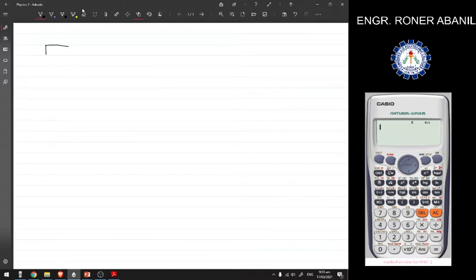So kunwari meron tayong rod dito, no? Tapos yung rod na yon is merong L0 or initial length. Ayan. And cross-sectional area A. So, meron tayo ditong A, yung cross-sectional area niya, no? Is held at constant length while the temperature is reduced. So, magkakaroon tayo ng reduce ng temperature, cause a tensile stress. So, magkakaroon daw to ng tensile stress dyan.